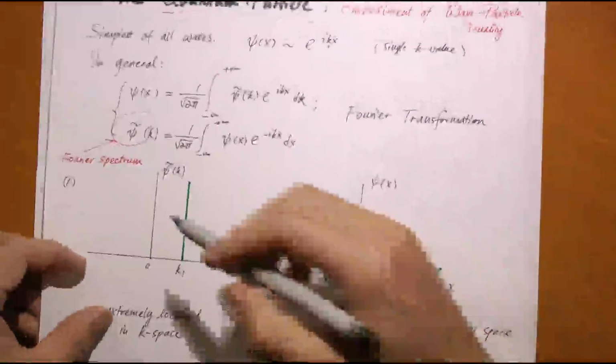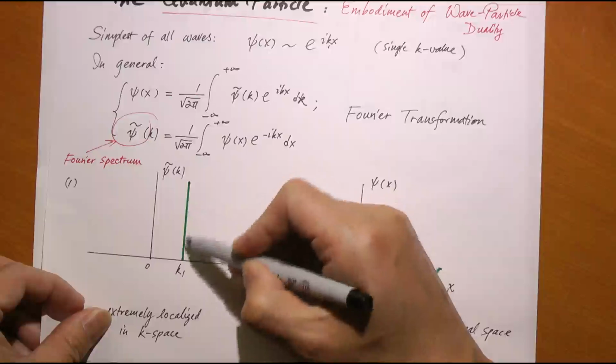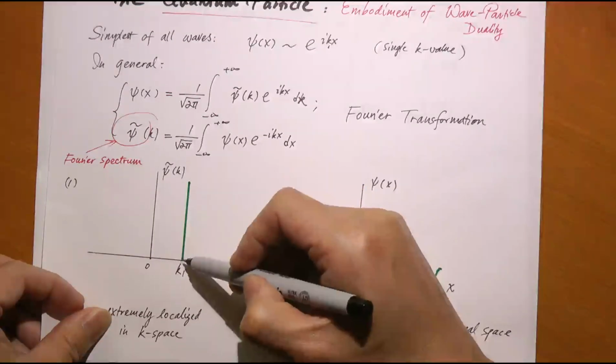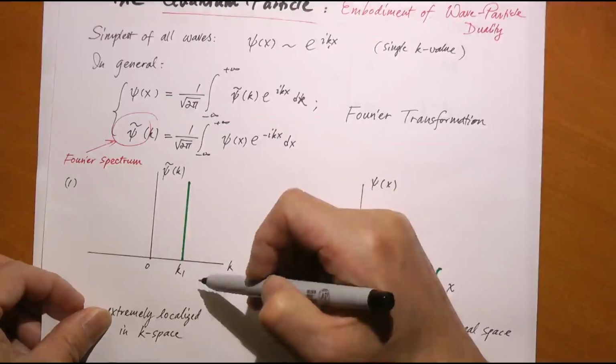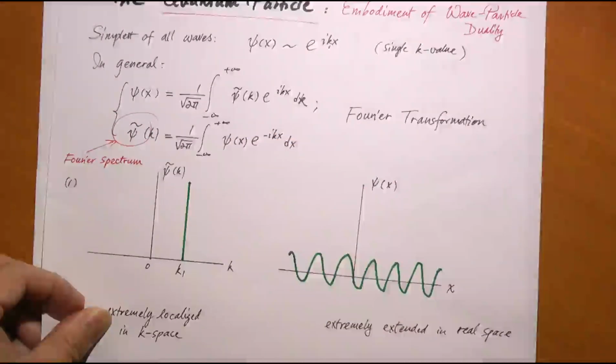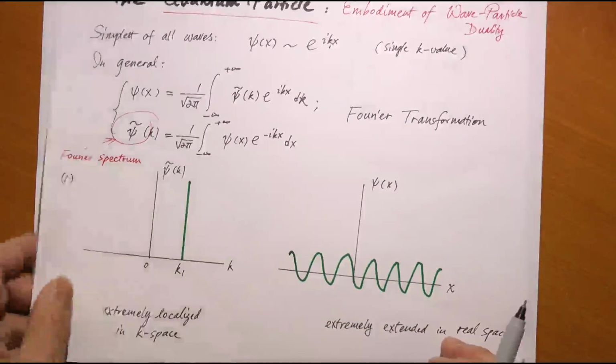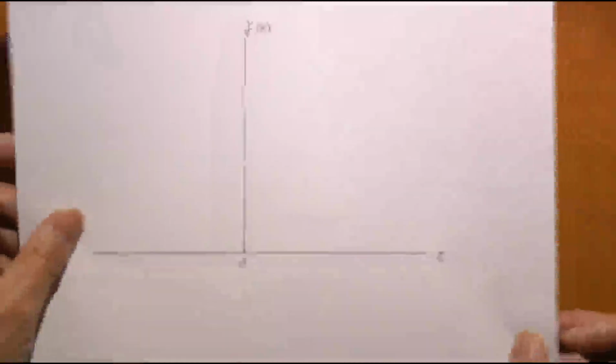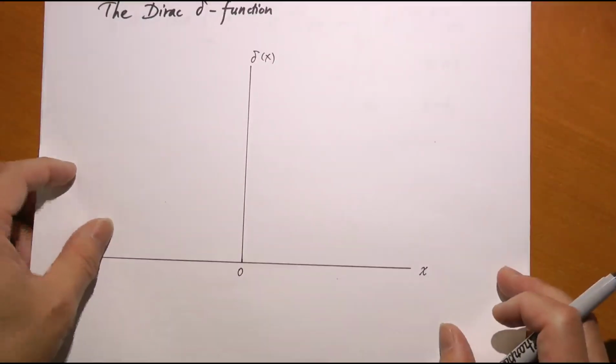So therefore, there is a single component in the Fourier spectrum that shoots up to infinity, making up the only contribution to psi. So what you get is a simple harmonic wave with this particular wave vector k1. Now this function that I just got, in general has a name. We call it the Dirac delta function, or simply the delta function.